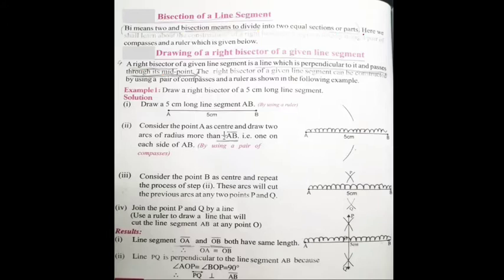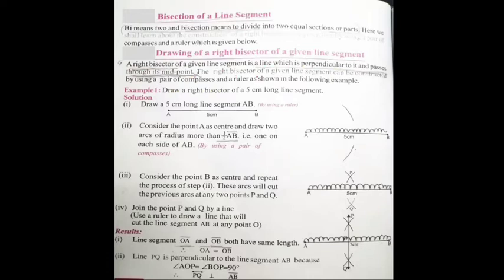Here we have to draw a right bisector of the given line segment. First of all, the definition of the right bisector. A right bisector of the given line segment is a line which is perpendicular to it and passes through the midpoint.